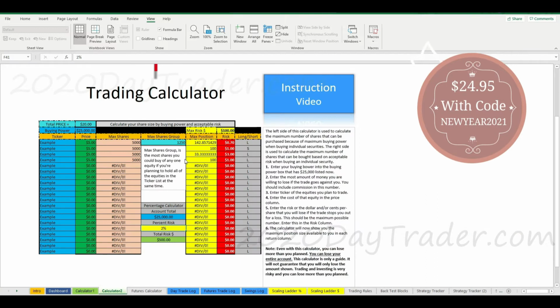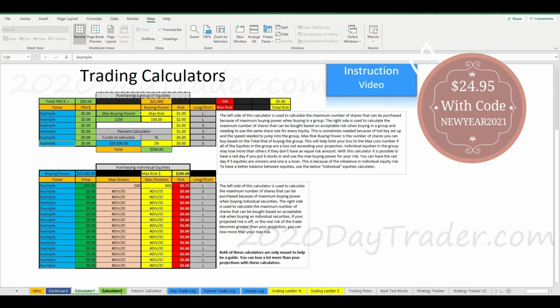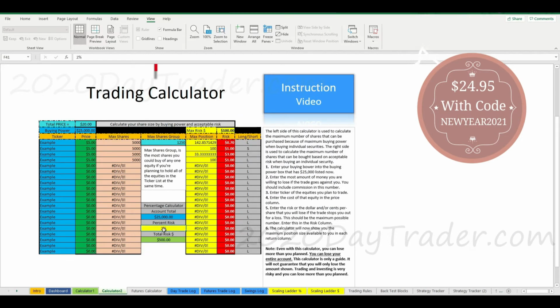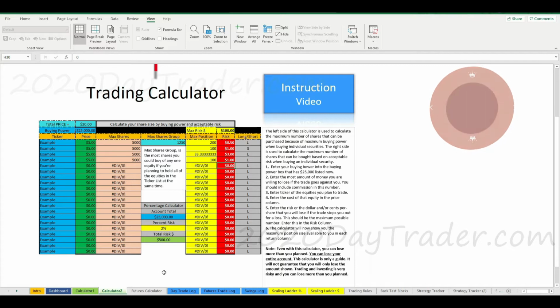My trade calculator, so I got two of them, one for groups of stocks and one for individuals. I can quickly look at my percentage risk reward, what that is, if I want to risk 2%, and so forth. I can also come over here and say I'm going to buy this stock. I don't want to risk more than $100. It's a 50-cent risk. I'm not going to buy more than 200 shares, and that should keep me in my zone for my risk strategy. So it helps me with my risk management.